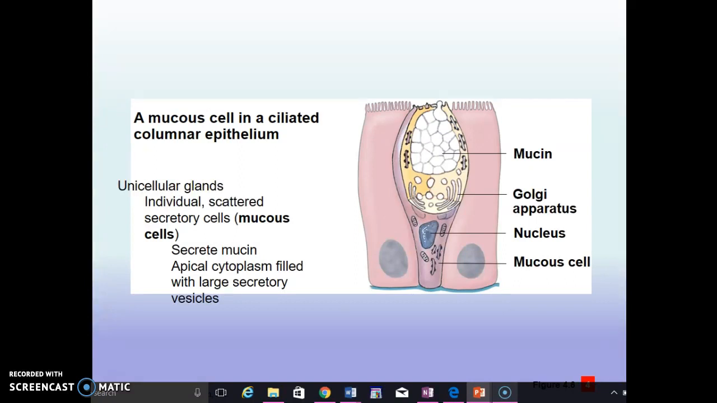We also see, and this is quite common, large cells that secrete mucin. Mucin combines with water to form mucus. And we find these in ciliated columnar epithelium in the intestinal tract.